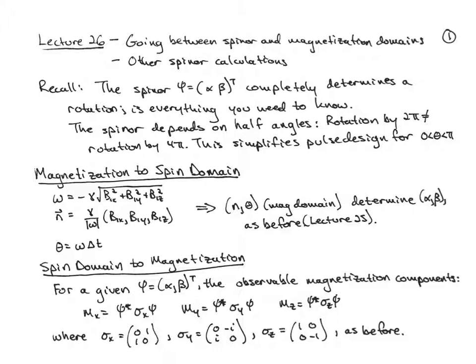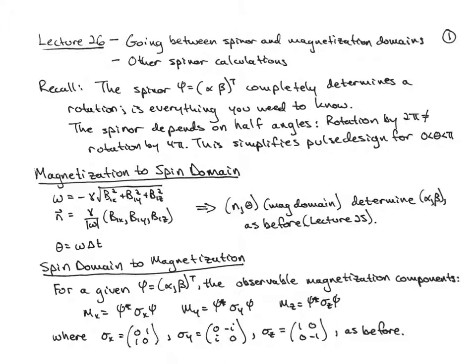Okay, so recall from the previous lecture, lecture 25, that the spinor phi, which is defined as the vector alpha and beta, where these are the two Cayley-Klein parameters, and they're complex valued, completely determines a rotation, and it's everything that you need to know. If you calculate these two parameters for an RF pulse, it's everything you need to calculate its rotation at a given location. The spinor depends on half angles. That is, a rotation by 2 pi is not the same thing as a rotation by 4 pi. And this simplifies pulse design for angles that we care about in MRI, which are between 0 and pi radians.